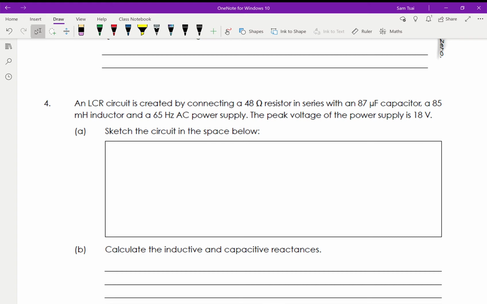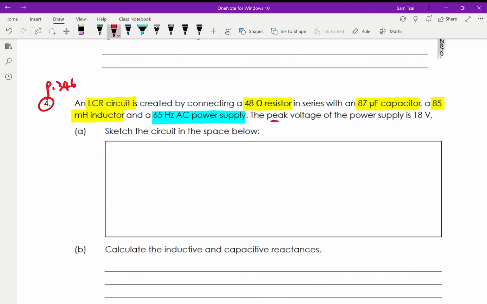Okay, let's have an example of the LCR question together. This is at the SciPad 346, question 4. I think this will probably put everything together. So we have an LCR circuit with a resistor of 48 ohms, a capacitor of 87 microfarads, an inductor of 85 mH, and a power supply of 65 hertz.